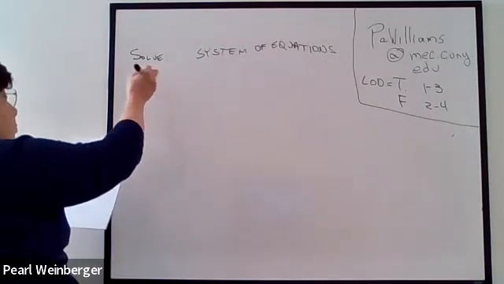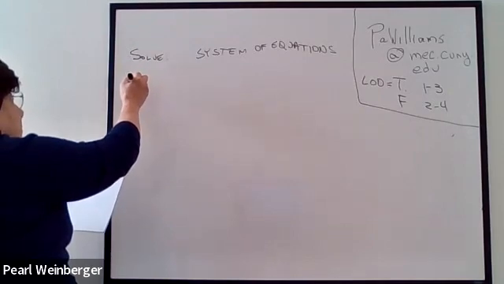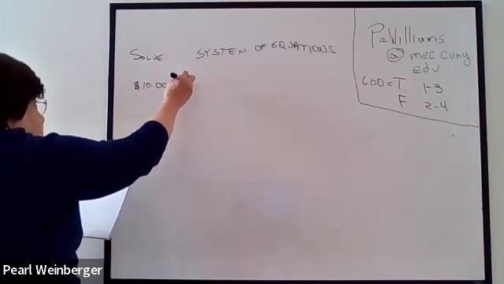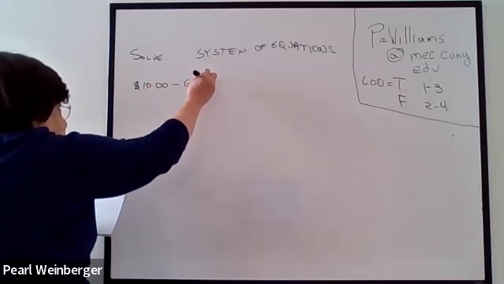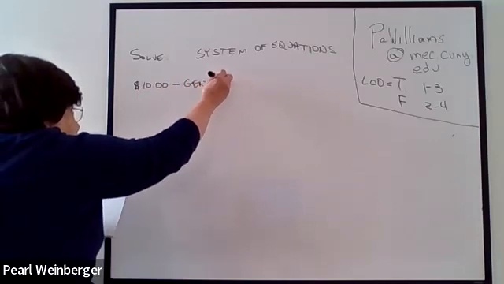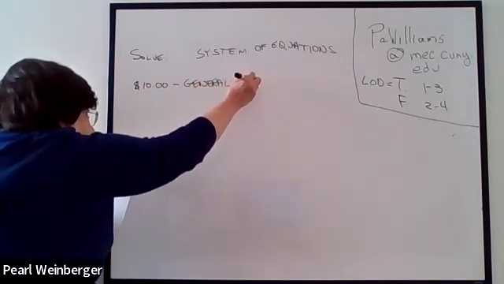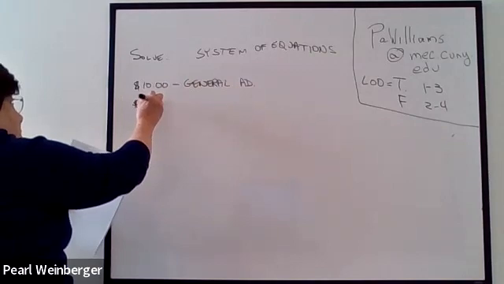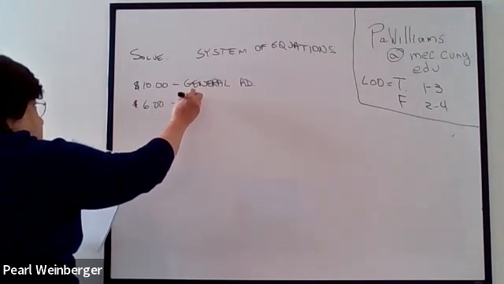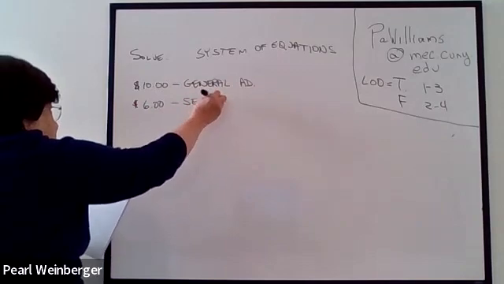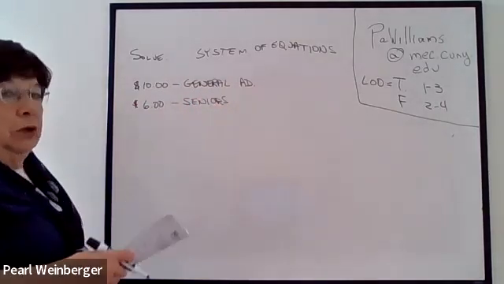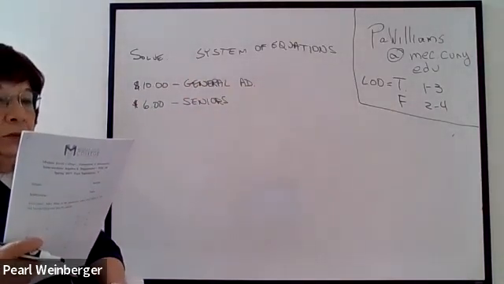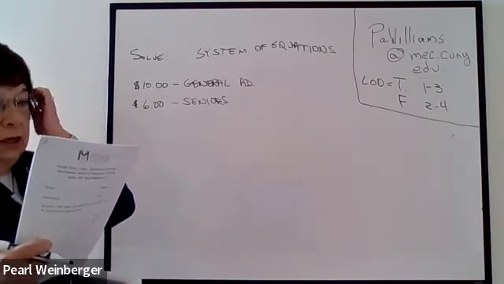Tickets to a local movie were $10 for general admission, and $6 for seniors. So here's the price of the tickets. There are two types of tickets. One is for regular people and one is for seniors to get a discount. The regular people pay $10 per ticket, but the seniors only pay $6.